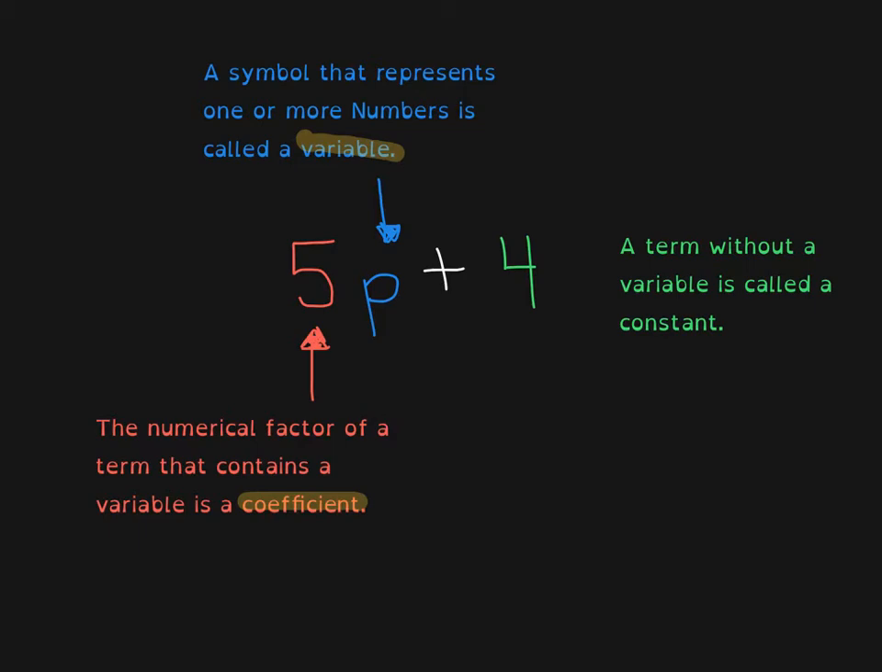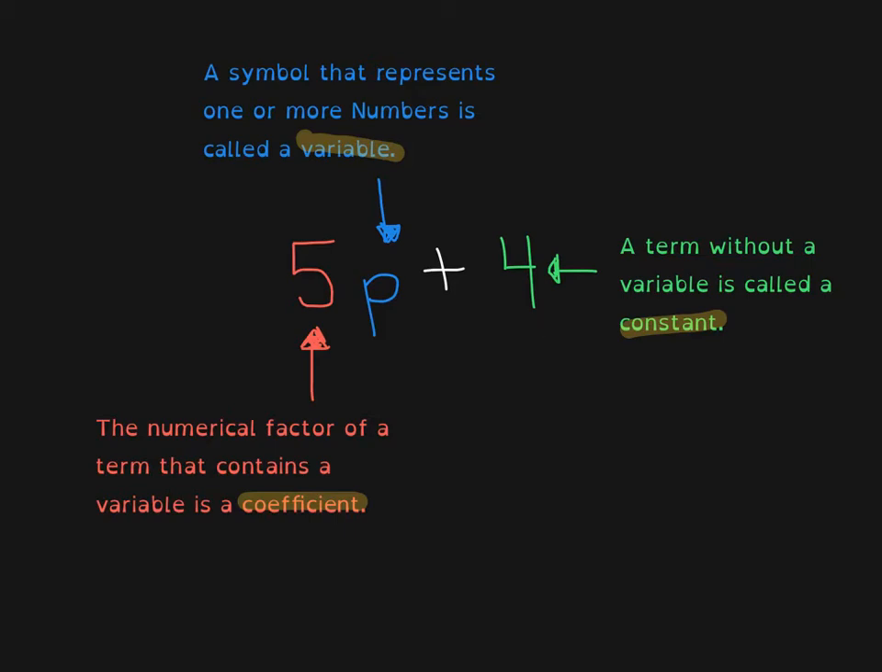So a term without a variable is called a constant. So when you look at a number that's in an algebraic expression and it doesn't have anything attached to it, it's all by itself, that's what we call a constant. So just a quick recap here. We've got our numerical factor that contains a variable, so it has a variable attached to it. And that's right here. We have 5p, so our 5 becomes our coefficient. Our p is our variable. And then our 4 that has no variable connected to it at all is called our constant.